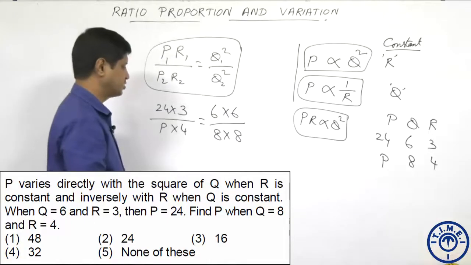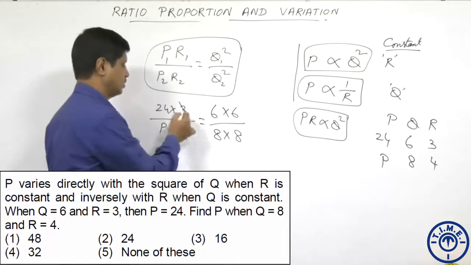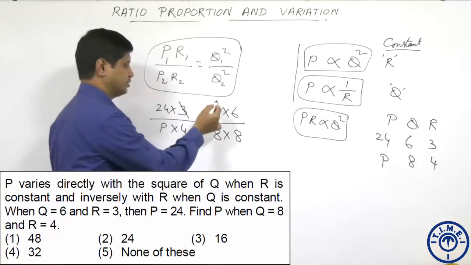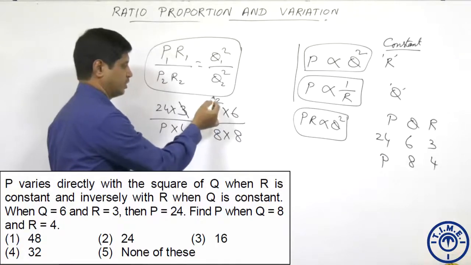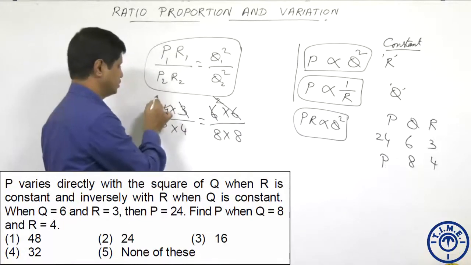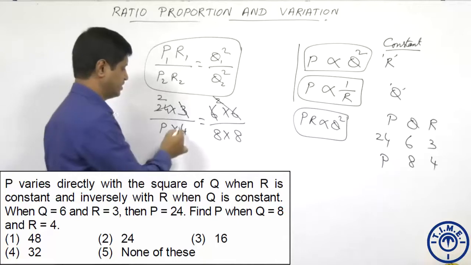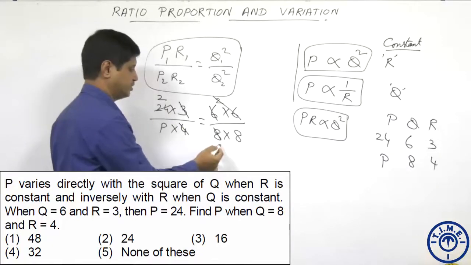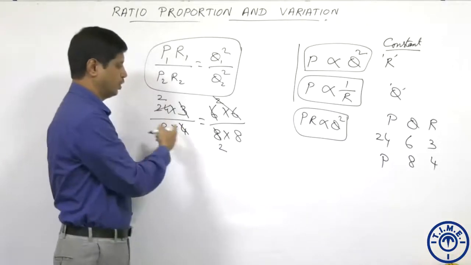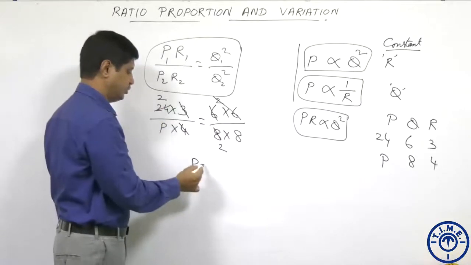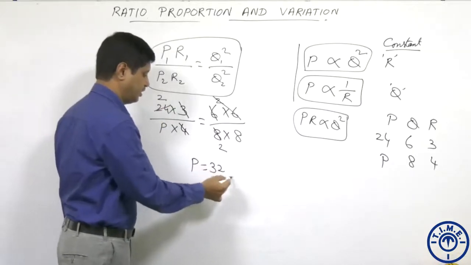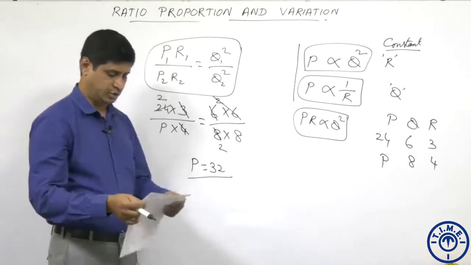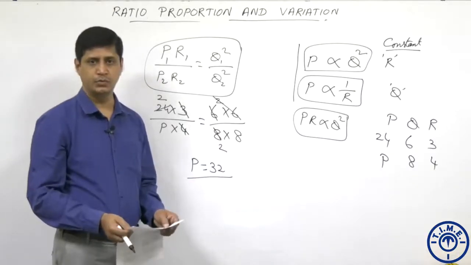Now what is the cancellation here? Now 3 goes 2 times. The product of these two numbers is 12, and 12 goes 2 times. Now what is the result? Now 4 goes 2 times. 2 into 2 is 4, 4 into 8 is 32. The value of P is 32. Now the right choice for this question is option 4.